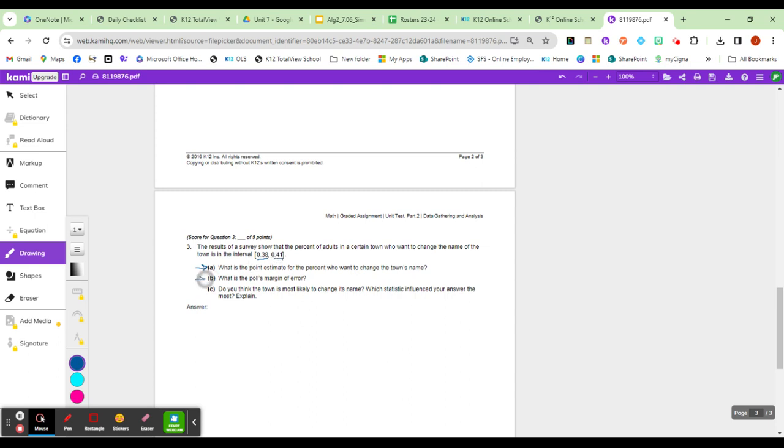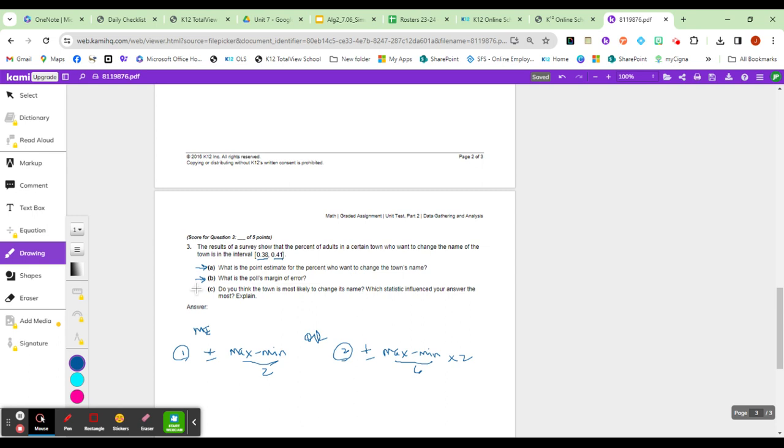B is asking you to find the margin of error. We have 2 different formulas for margin of error. You'll have to decide which one you're going to use. I'll write them both down here. So one margin of error formula says plus or minus, max minus min divided by 2. Another formula says plus or minus, max minus min divided by 6 times 2. So you'll pick between one of those formulas, okay, based on how the question is asked.